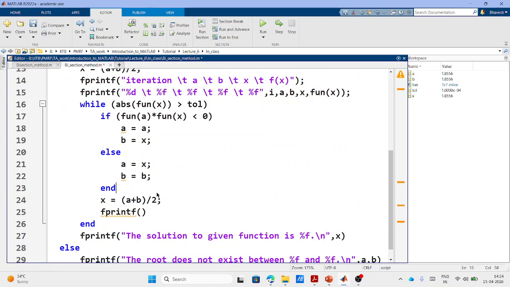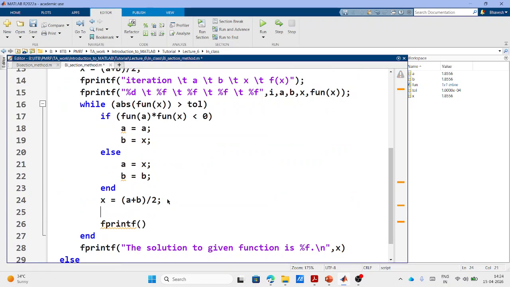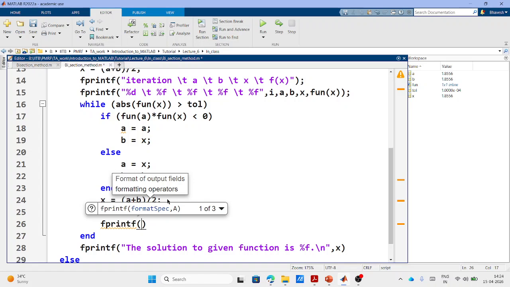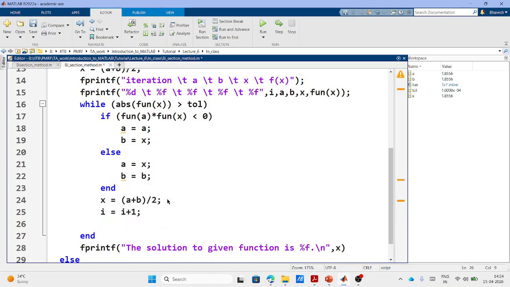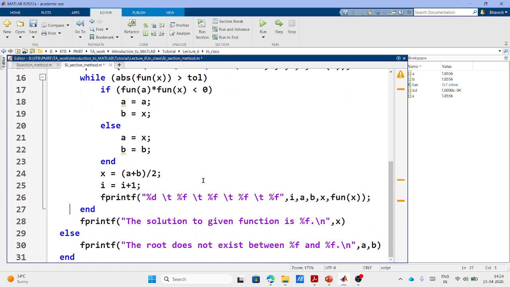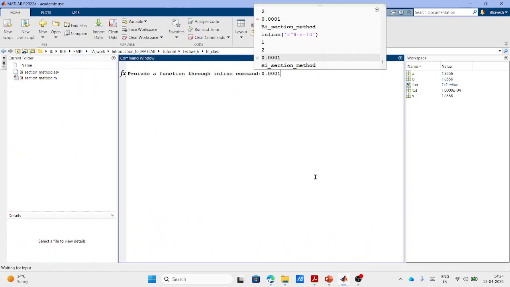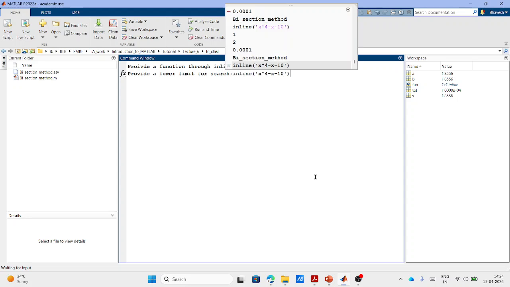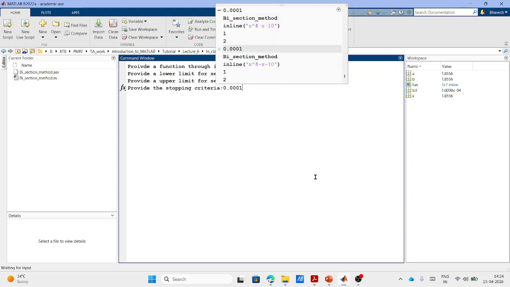Now within the loop, I will update the value of i at all times. i is equal to i plus 1. Right? i, a, b, x, f. And now again save this and run this part. So it should tabulate my data very nicely.